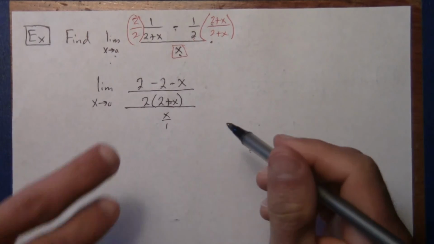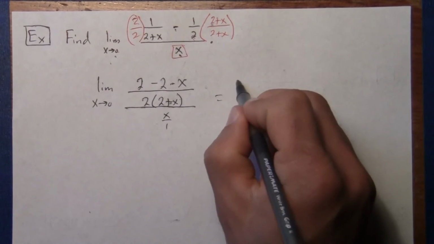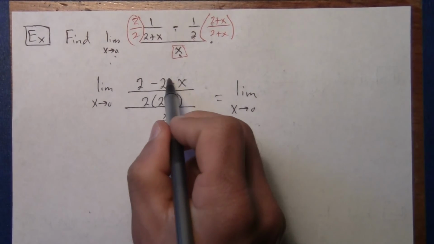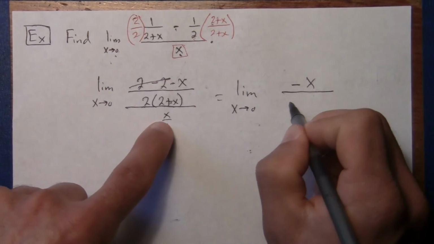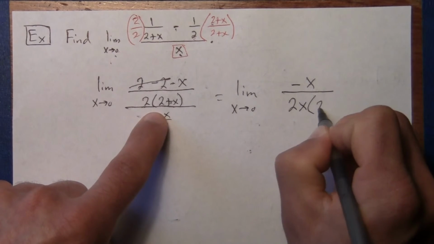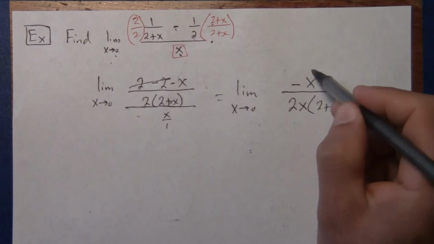And remember, when you're multiplying by the reciprocal, the 1 would go to the numerator. That x actually is in the denominator. So another way of writing this would be to say the limit as x approaches 0 of, I've got 2 minus 2, so they completely cancel. It would be negative x over, this x is really in the denominator with these things, so it's 2 times x times 2 plus x. And now you can see that these will cancel.